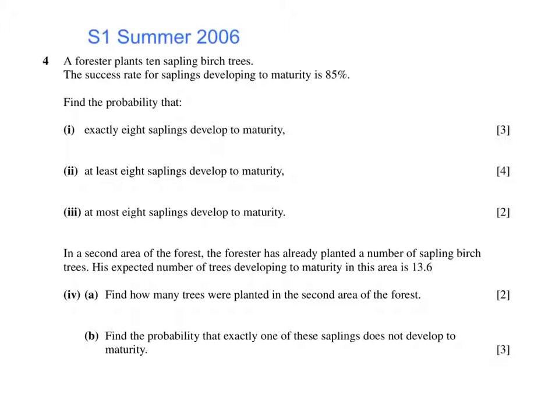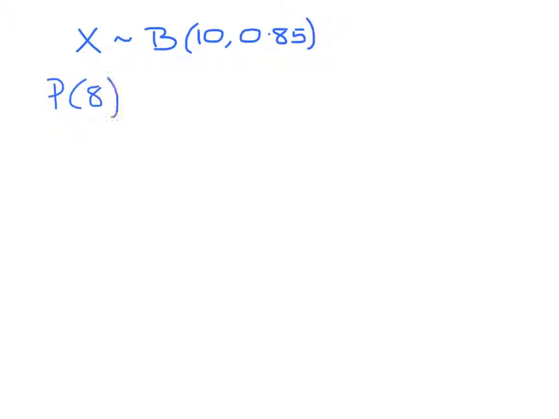S1 Summer 2006 question 4 is binomial theorem. So the distribution is binomial. Number of trials is 10 for the number of saplings, and the probability of success, i.e. 1 growing, is 0.85. Then interested in the probability of 8, so that will be 10C8, 0.85 to the power 8, and then 1 minus 0.85, so 0.15 to the power 2.